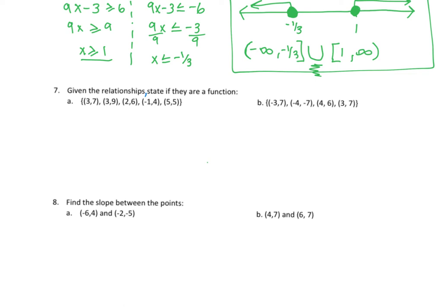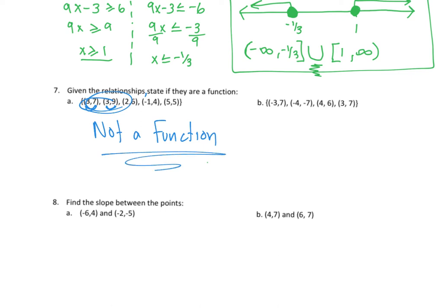In order to determine if something is a function, we just need to make sure that every x goes to one y. So we really just can't have our x repeated. So in this case I have, when x is 3, y is 7, and when x is 3, y is 9. That's a problem. Because of that right there, this is not a function. Okay, so there we go.